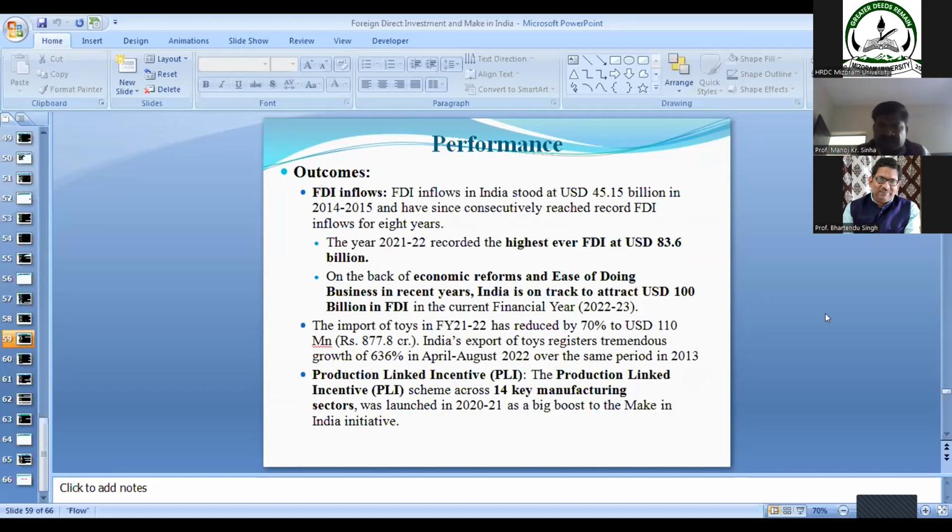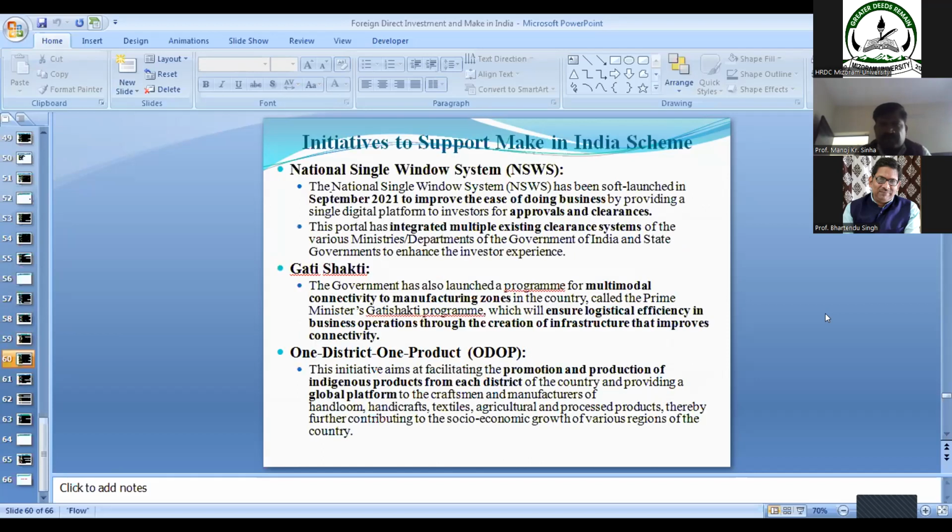Production Linked Incentive is offered across 14 manufacturing sectors. It was launched in 2021 as a big boost to the Make in India initiative. Another initiative to support Make in India is the National Single Window scheme, launched in September 2021 to improve the ease of doing business.